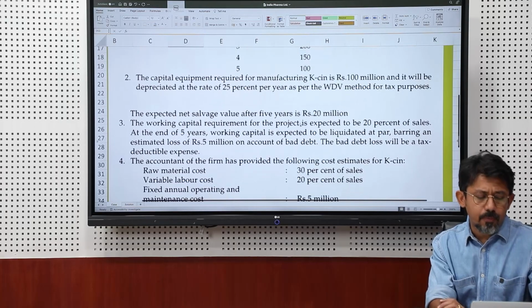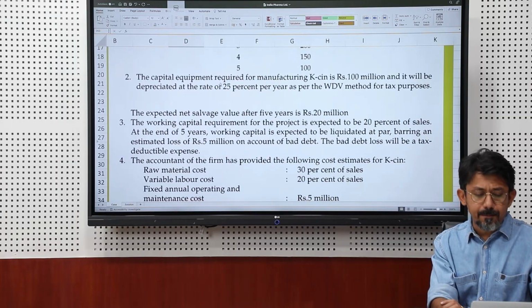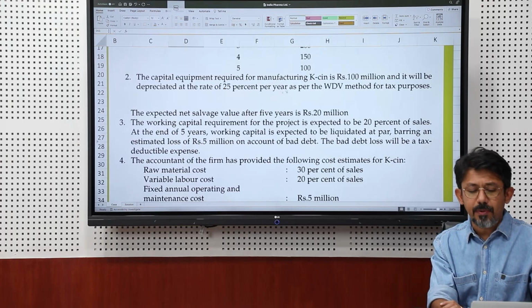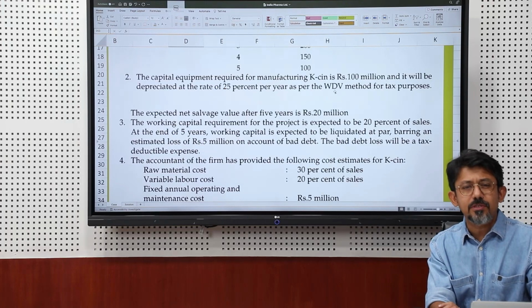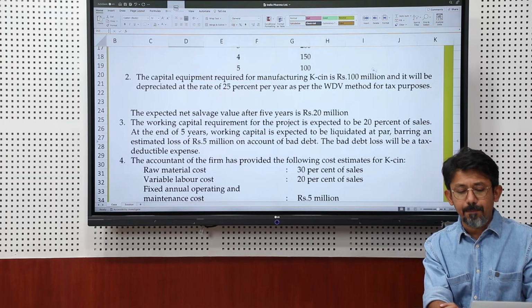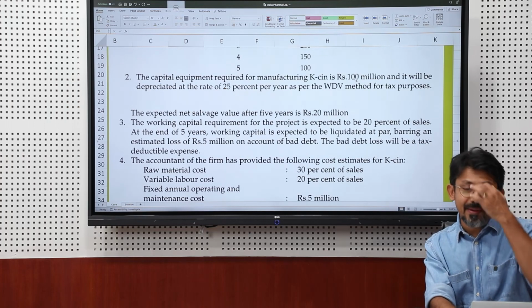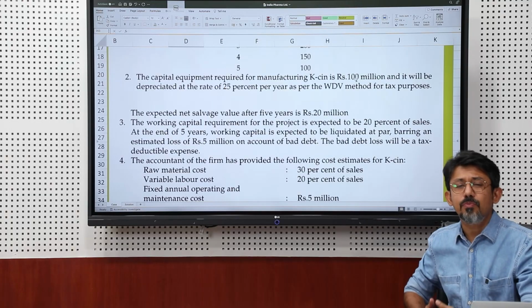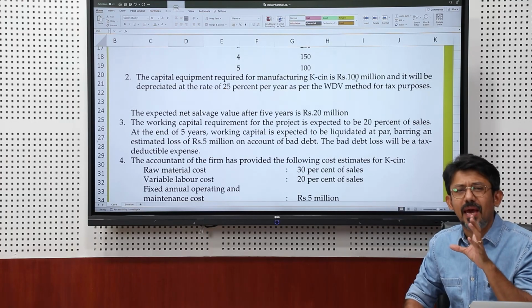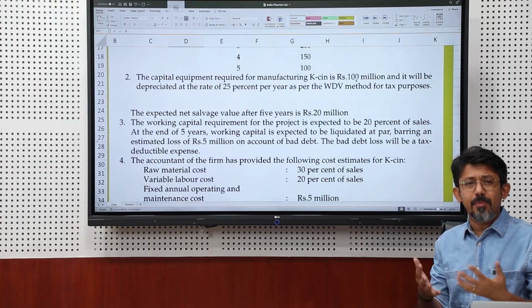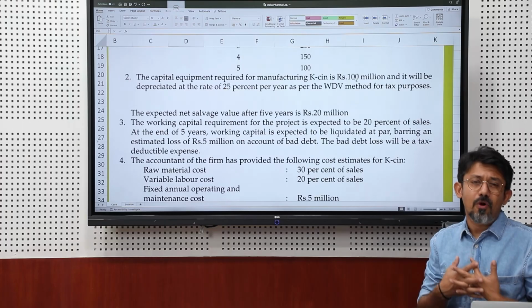Let us move on to the second point over here. The capital equipment required for manufacturing casein is rupees 100 million, and it will be depreciated at the rate of 25% per annum as per the WDV, which is the written down value method, for tax purposes. So, when you are told capital equipment of 100 million, this is plant, equipment, machinery and so on. In this case, we are just looking at one cash outflow in terms of an equipment or a plant to be purchased. It could be very elaborate if you are setting up this from ground zero.